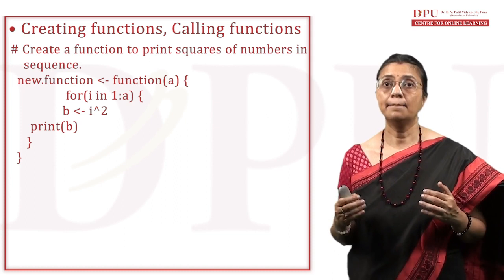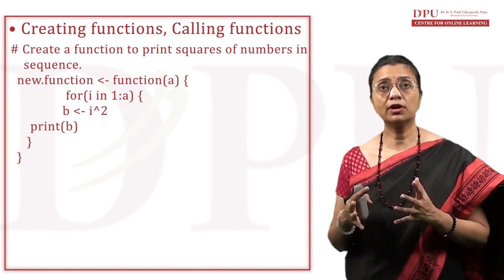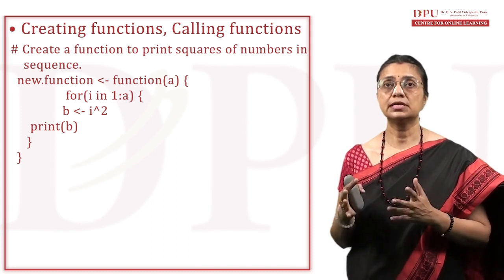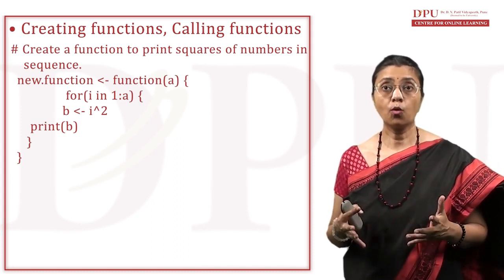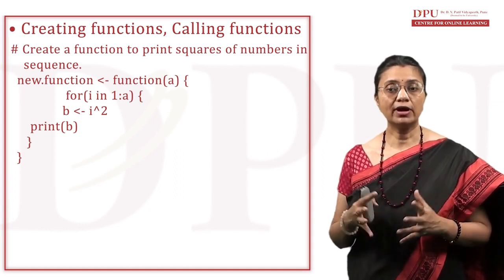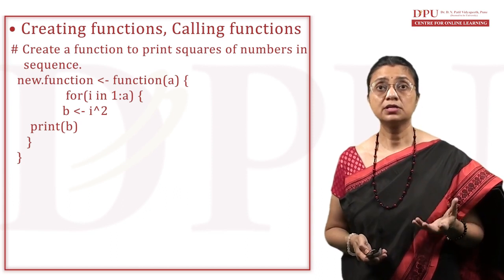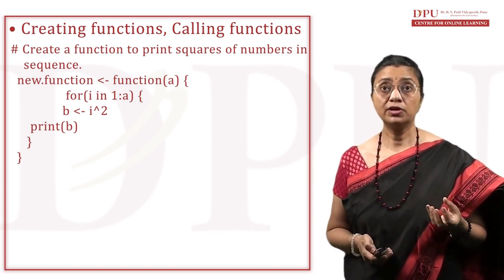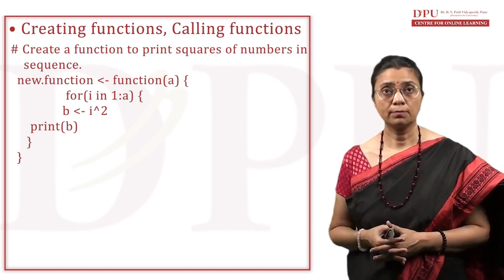So here I'm printing the square of numbers. What I have done is, new.function is my variable which is assigned a function, and within brackets I write a. Now what is a? A is a value holder, or I can say it is a placeholder. It is the argument, a placeholder where I am passing the value in the calling zone.